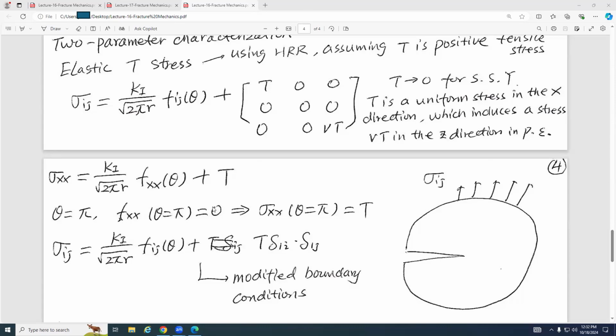When would we have traction? If we have some pressure, if we put some pressurized air here, then the traction will not be equal to 0. But for this crack, there is no traction. No traction means that T1 equals T2, both equal to 0. As a result, when theta equals pi, f_xx equals 0. As a result, sigma xx equals T.